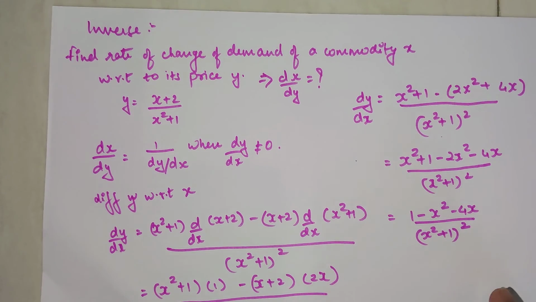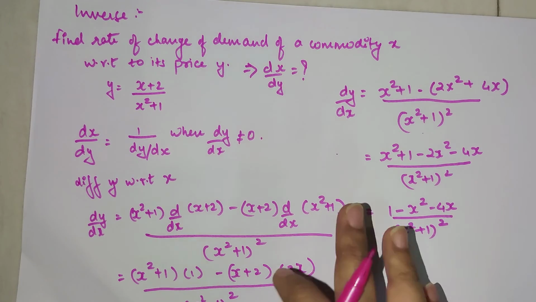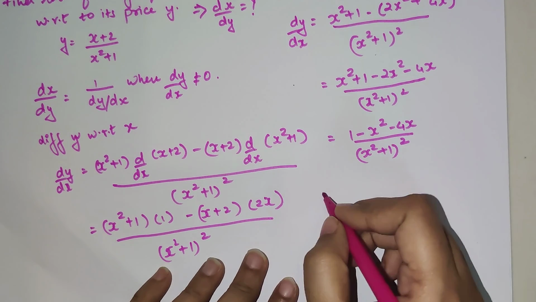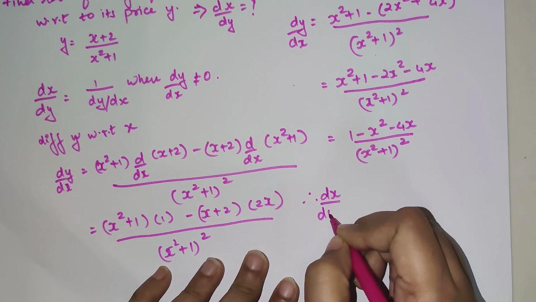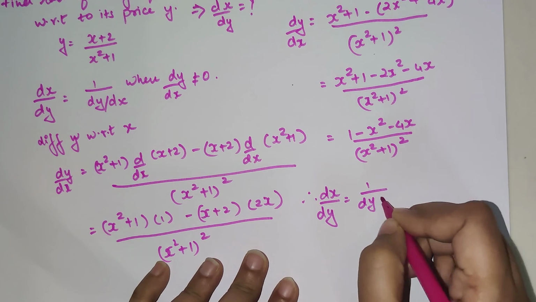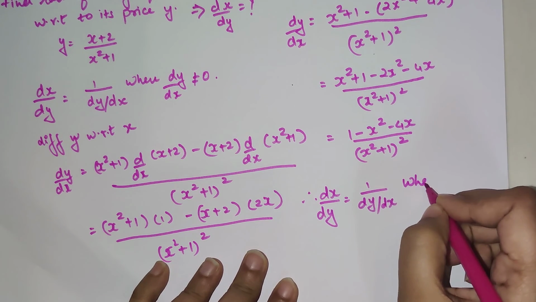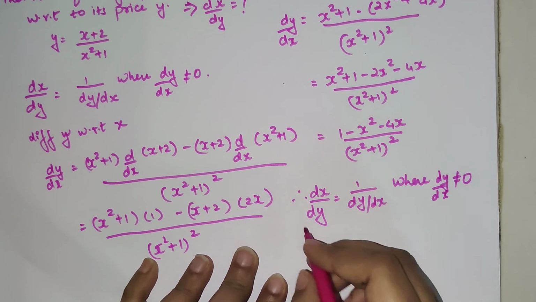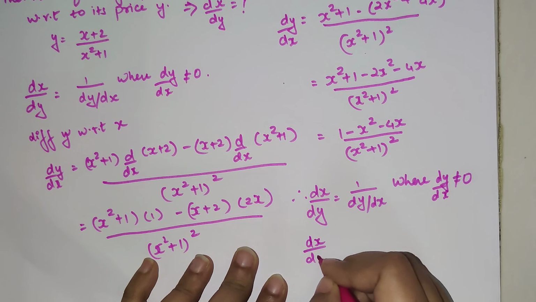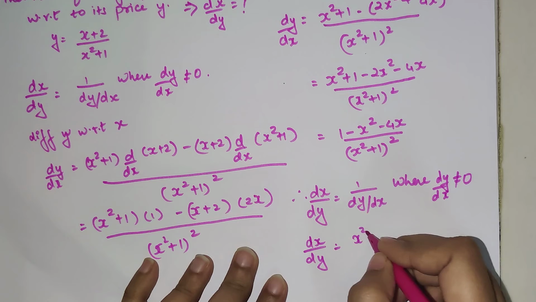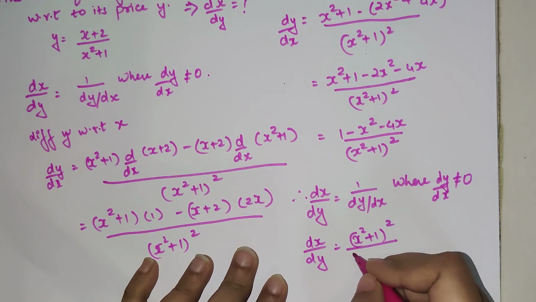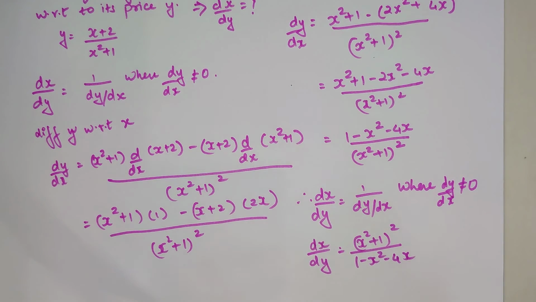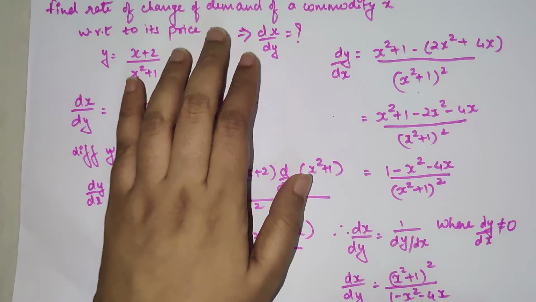Okay, so students, as you can see, this is not our final answer. Your question was looking for finding dx by dy, therefore I can say dx by dy is nothing but 1 upon dy by dx, where dy by dx is not equal to 0. So for dx by dy, we take the reciprocal, so we have x square plus 1 the whole square upon 1 minus x square minus 4x. Okay, so students, that is our final answer for this particular question.